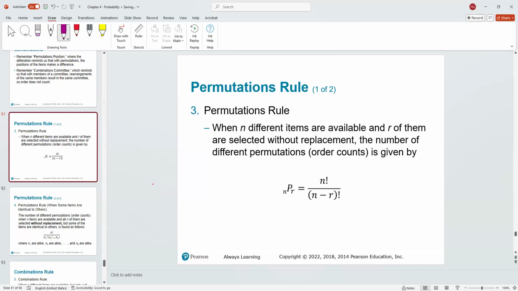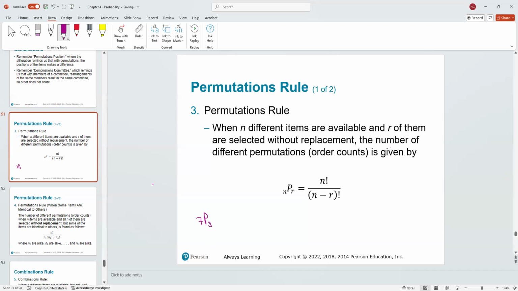This formula we're gonna use, we have a formula we can use when n items are available and r of them are selected without replacement. Okay, the number of different permutations is given by this formula. So let's say if we do 7P3.